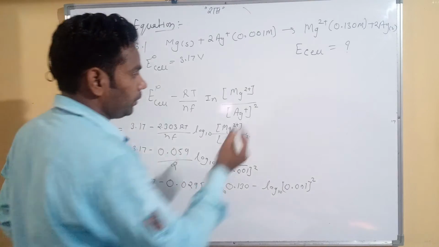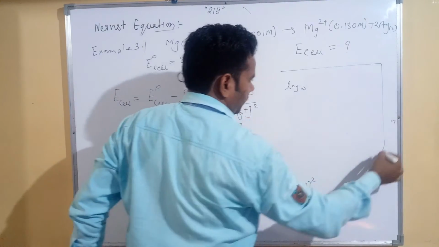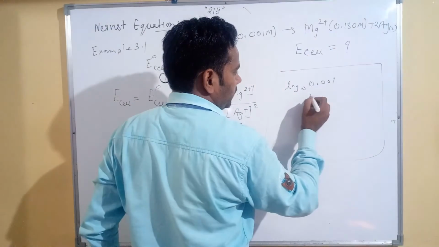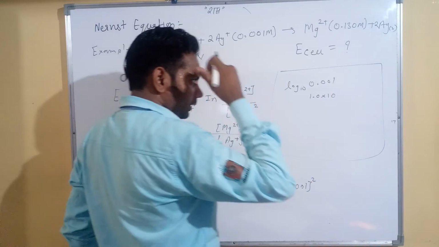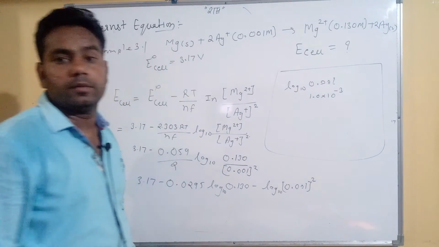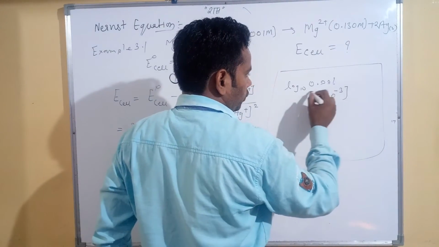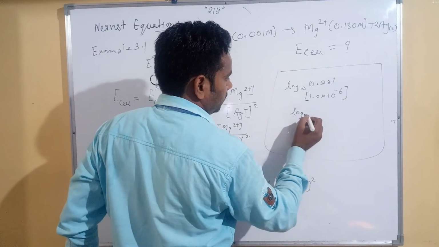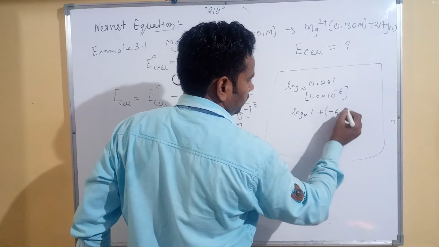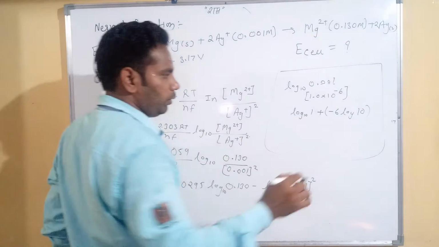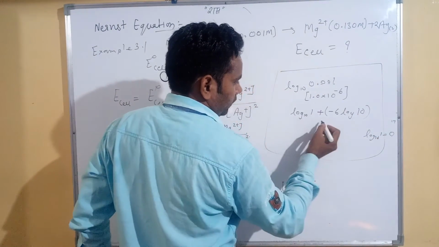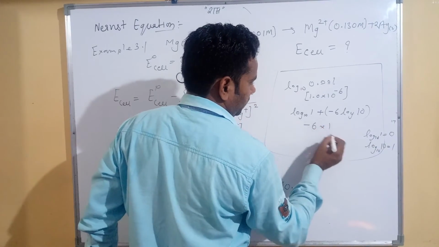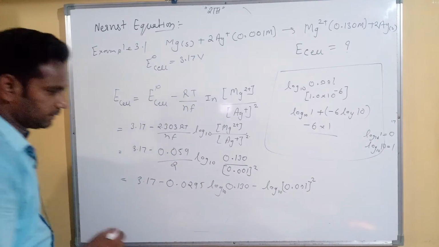Let me do one rough work, log10 of 0.001. I convert it to scientific notation: 1.0 times 10 to the power, I move the decimal point to the right 1, 2, 3, so the power is minus 3. Its power is 2, so 3 times 2, which is minus 6. So log 1 plus minus 6 log 10. Log 1 is equal to 0, and log 10 is equal to 1, so the answer is minus 6.